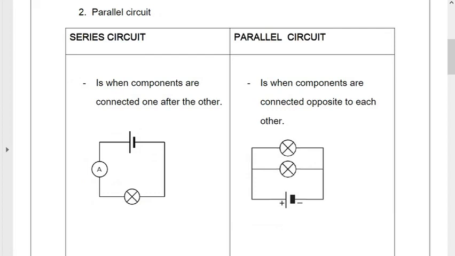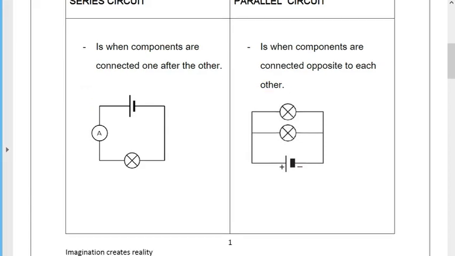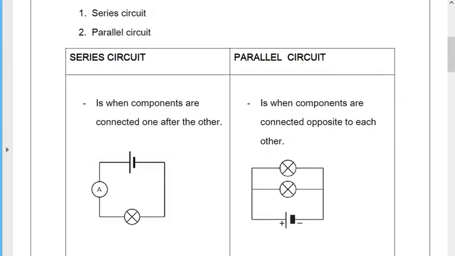A series circuit is a circuit in which components such as cells, lamps, ammeters, resistors, different appliances that we place on a circuit. Because I hope you remember from the previous lesson that we drew different symbols for different appliances that we place on a circuit.